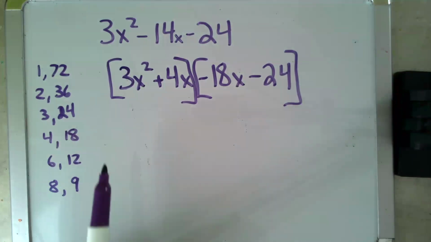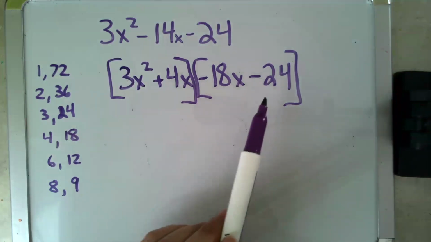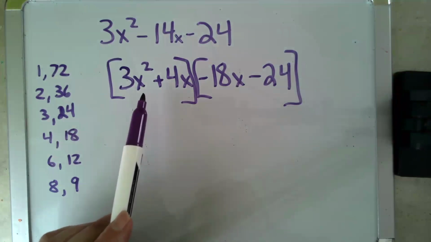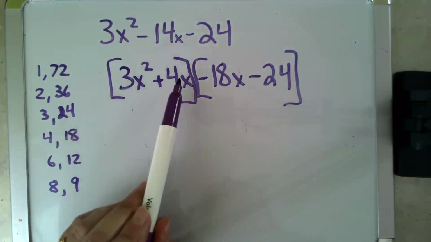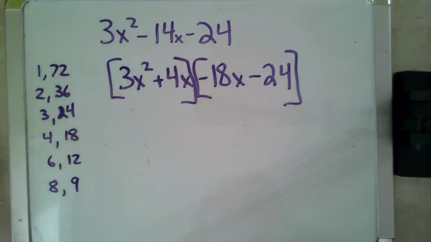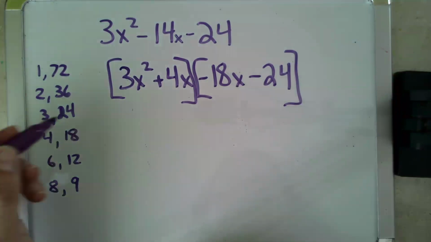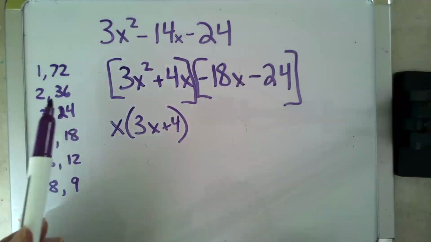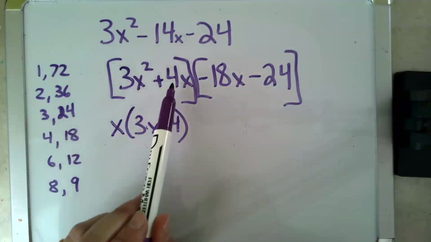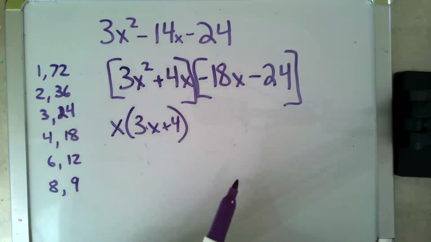All right, now we look at each of these sets of brackets and we factor out the largest common term to each one. So here, 3 and 4 share nothing in common, but x squared and x both contain an x, so we factor it out of each term. And don't forget, factor means divide. So 3x squared divided by x leaves me with 3x, 4x divided by x leaves me with 4.